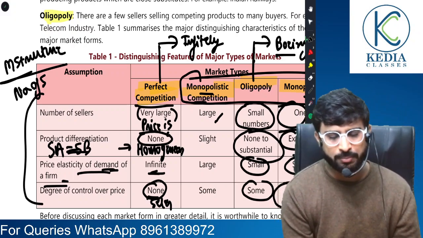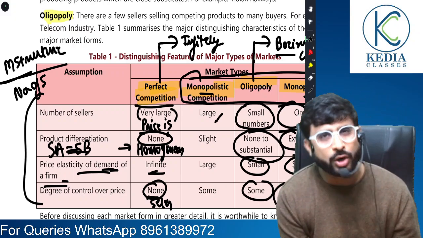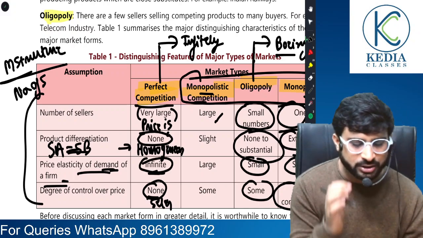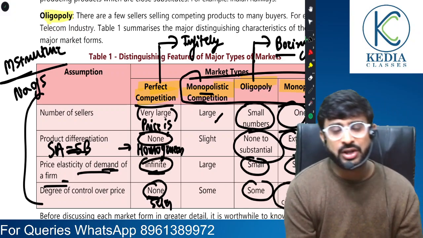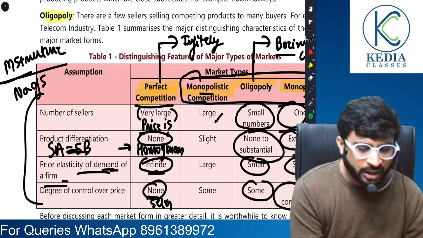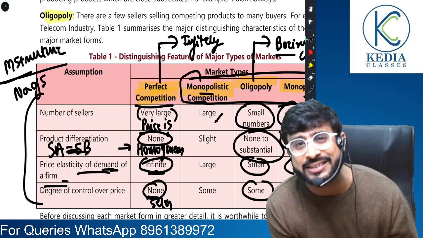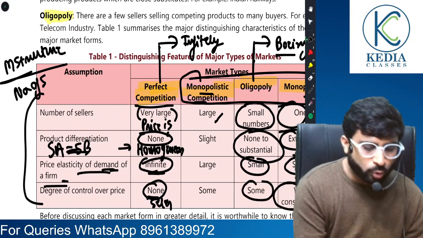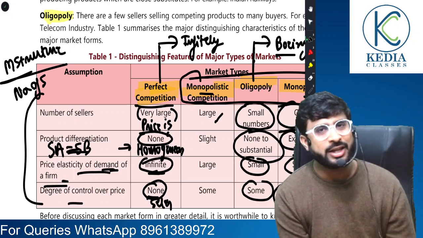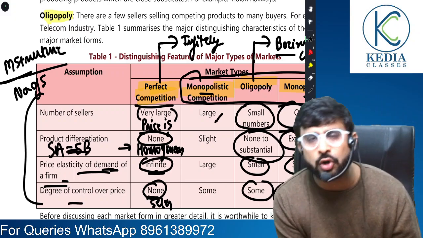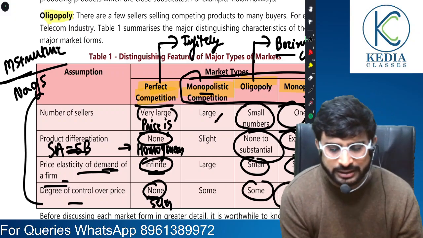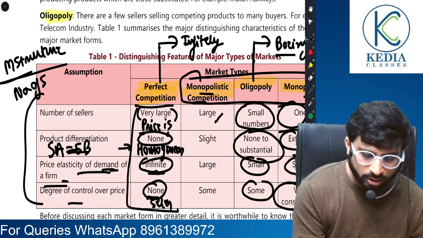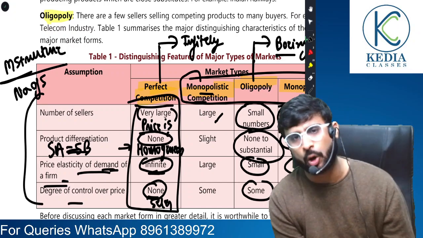Price elasticity of demand is infinite. What does it mean, sir? That price elasticity of demand is infinite means despite negligible change in price, demand can change by huge quantity and therefore price elasticity of demand is infinite. And what is the degree of control over price? In perfect competition, sellers have no control over their price, over the price of their products. Understood, sir. So this is what was all about perfect competition.